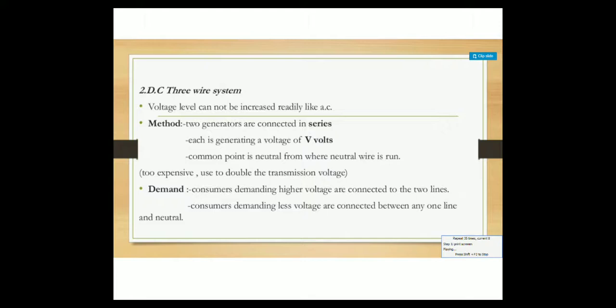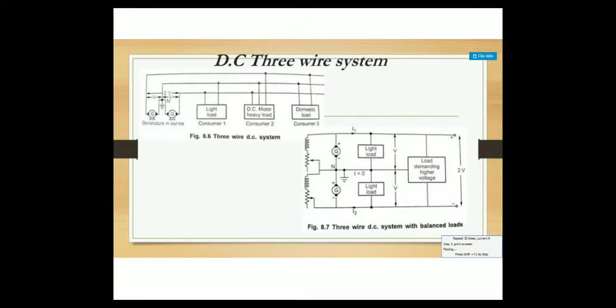Coming to the DC three-wire system, along with the positive and negative terminal, there is an extra wire provided in case of a DC three-wire system, which acts as an interconnector between the load and source. This is the diagram you can see here, which indicates the DC three-wire distribution system.